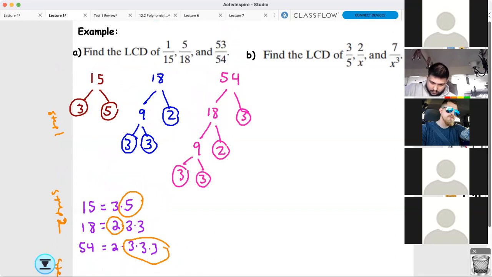So find the LCD of 3/5, 2/x, and 7/x cubed.